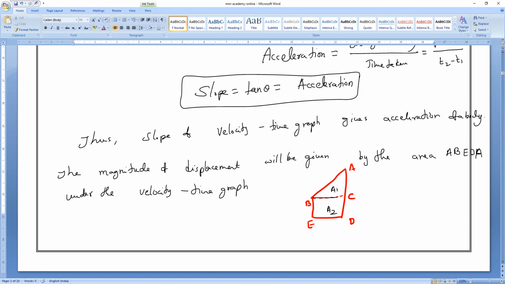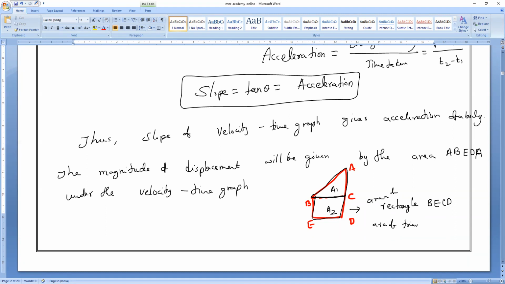Now, can you tell me what is the shape of this one present here? Right angle triangle. And down, what is present? Rectangle. Clear? So what is the name of the rectangle? B, C, D. Is it okay? Next, the area of a rectangle and the area of a triangle.